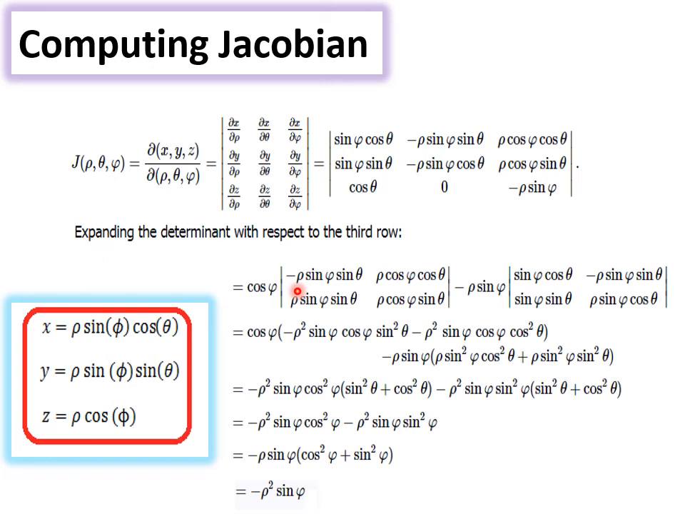Jacobian for the spherical coordinate system is rho square sin phi and the transformation is x equal to rho sin phi cos theta, y equal to rho sin phi sin theta, z equal to rho cos phi. Jacobian for polar coordinate system as well as cylindrical coordinate system is r. The transformation for cylindrical coordinate system is x equal to r cos theta, y equal to r sin theta and z equal to z. Thank you.